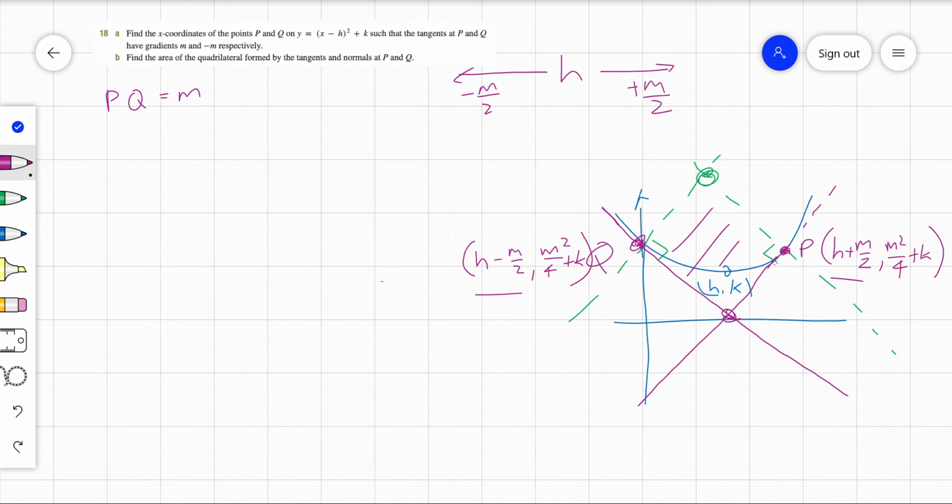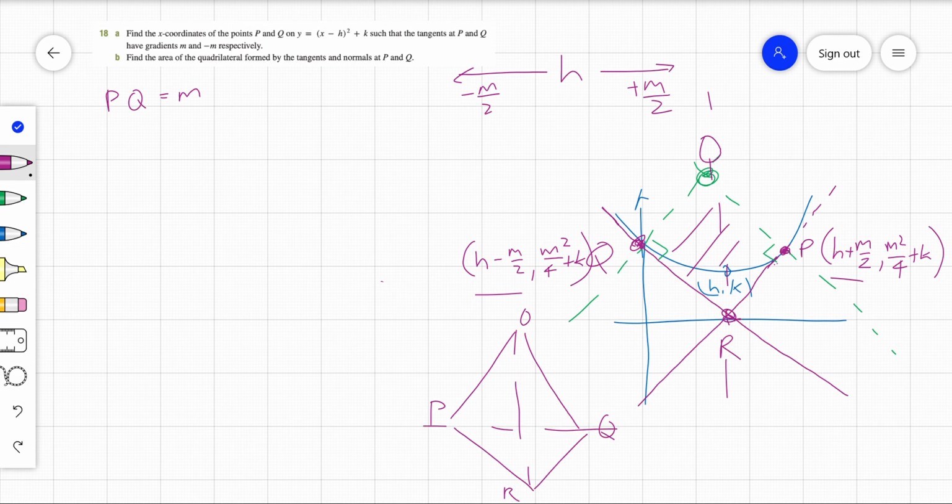And we also know that OR, I've made this O and this R here. Why have I done that? Because let's say that's R, that's O, that's P, that's Q. If we want to find the area of that, we need those two lengths, because area of a kite is half xy, where x and y are the diagonals. So we've already got one of the diagonals. We know the horizontal diagonal is m. So we're just looking for the vertical diagonal.